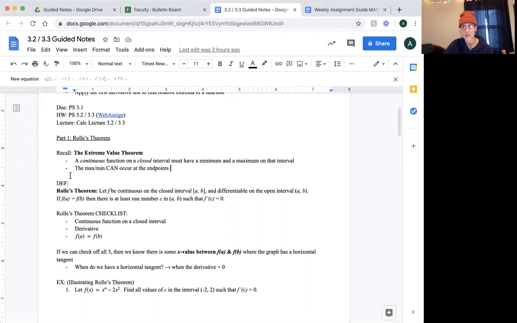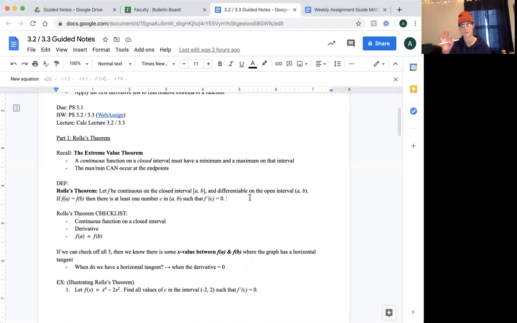That moves us into Rolle's theorem, which is defined as the following. Let f be continuous on the closed interval a, b, and differentiable on the open interval a, b. If f of a is equal to f of b, then there's at least one number c in a, b such that f prime of c is equal to 0.